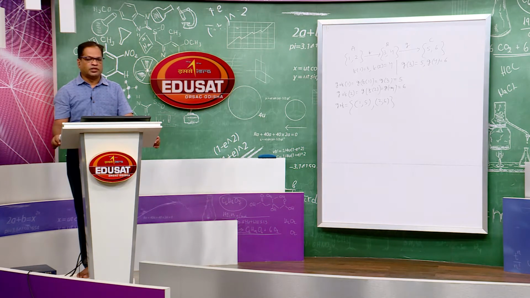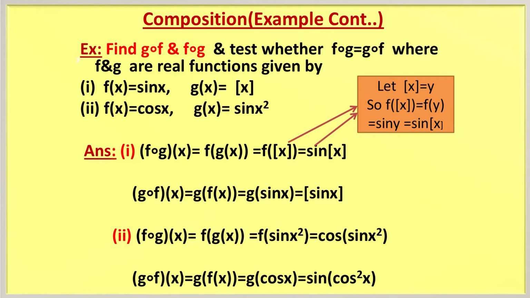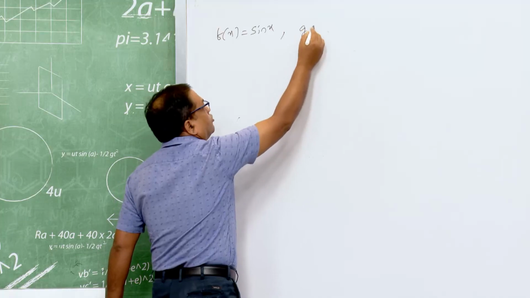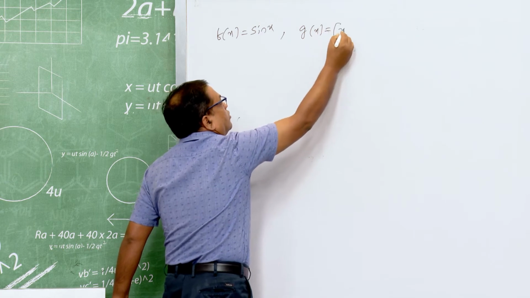Now, this is another type of example, and here given f(x) is equal to sin x and g(x) is equal to bracket x. There are two parts to this example. First, we discuss the first part, f(x) is equal to sin x and g(x) is equal to bracket x. Also, you can use this example to show the function composition is not commutative. For showing function composition is not commutative, you can use any type of example. So, given f(x) is equal to sin x, g(x) is equal to bracket x.